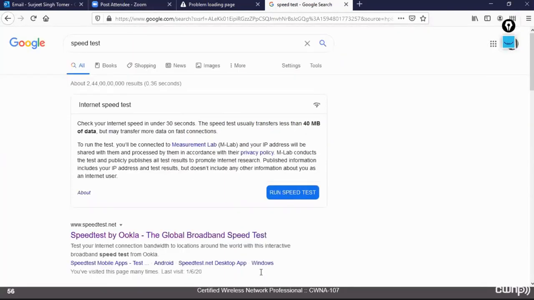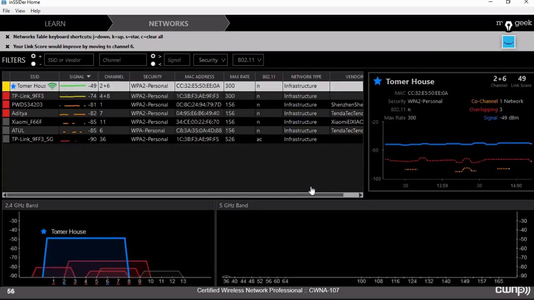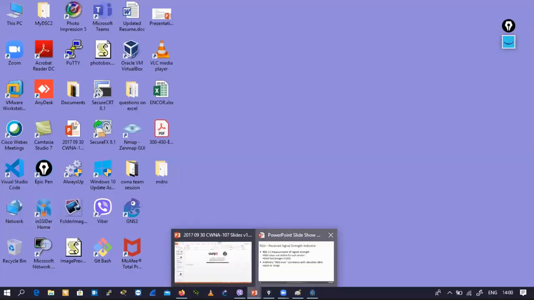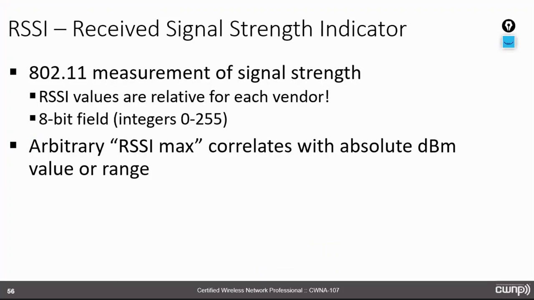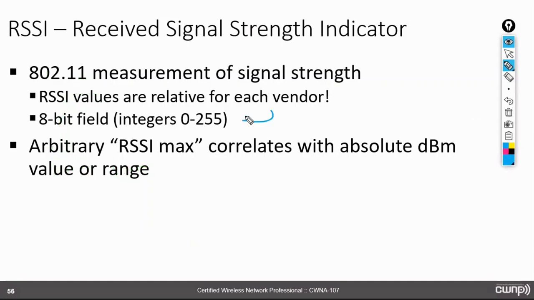So if someone in your organization is complaining that they are not getting good connectivity, what you have to do is find out the RSSI, the received signal strength indicator value. The CWNA is going to teach you in depth about the received signal strength indicator. And these are the grade values I'm talking about, this one.